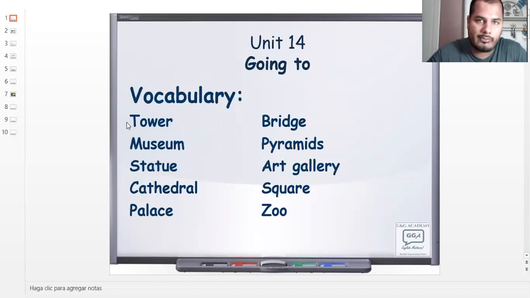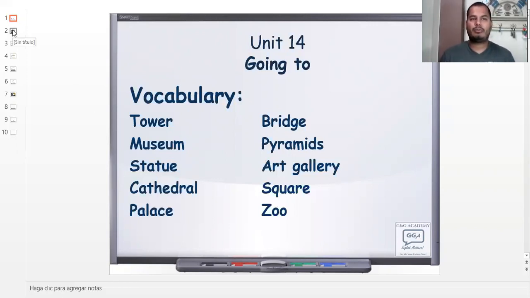Museum, statue, cathedral, palace, bridge, pyramids, art gallery, square, zoo. Very good. So this is the vocabulary that we are going to use for the unit, okay?